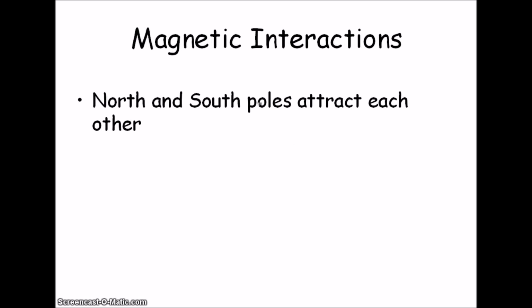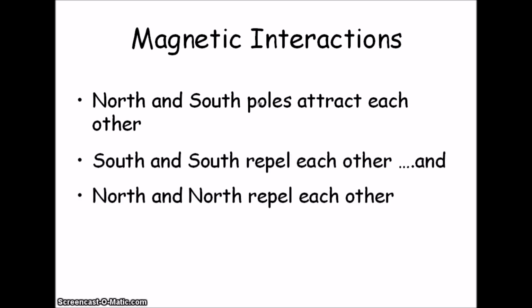Now, magnets have interactions, and north and south poles are going to interact by attracting each other. Just like we learned with electricity, opposites attract, same thing in magnets. And then, as you can imagine, like poles are going to repel each other. So the south and south poles of magnets will repel each other, and the north and north poles are going to repel each other.